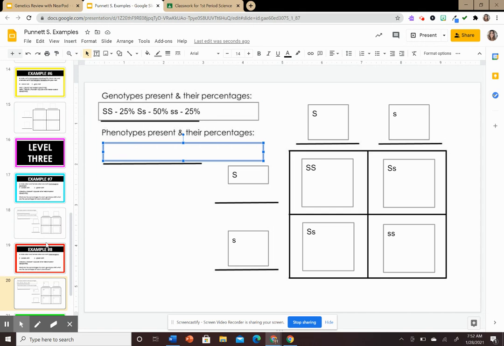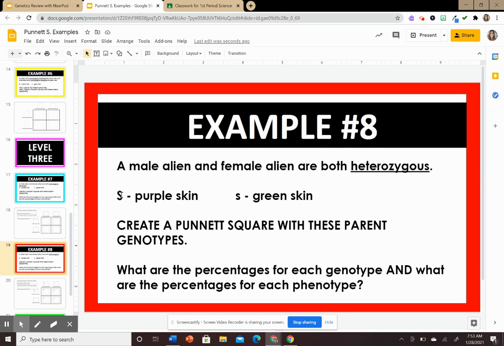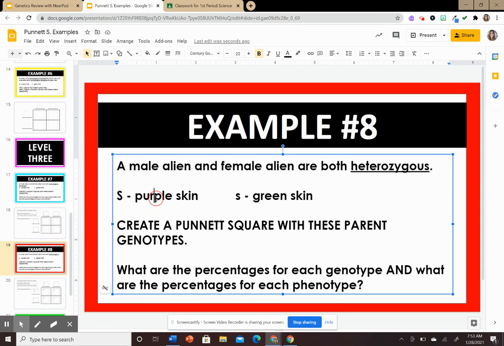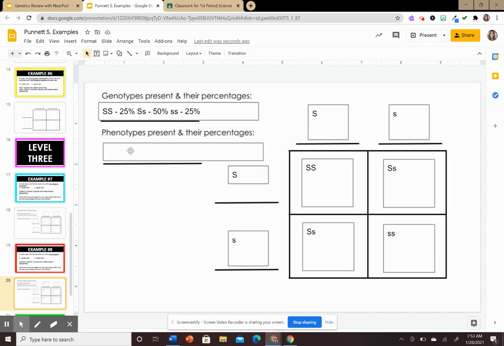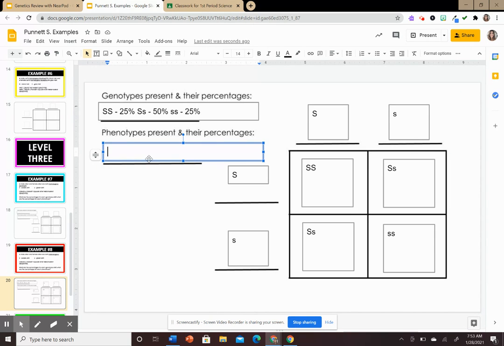So again, what does phenotype mean? This is where you have to know those definitions I told you about. Phenotype is the physical trait. Well, what are the physical traits? Let's go back up and let's check. Okay, that's part of the genotype. This is part of the phenotype. So purple skin and green skin. Okay. So if purple skin is represented by the dominant letter, big S, green skin is represented by the recessive letter, little s, then let's figure it out.